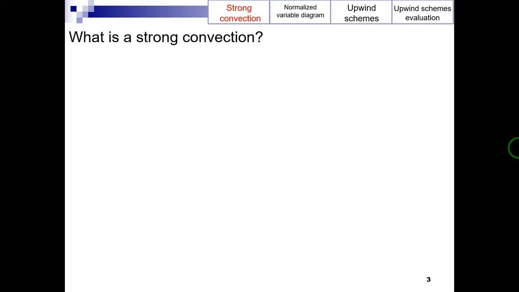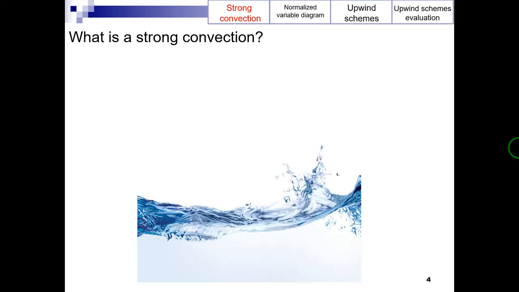One big challenge in CFD is the successful modeling of strong convection. However, what is a strong convection? To explain this, I'm going to give you an example which involves the modeling of the free surface between water and air. In this regard, the volume of fluid method, which is famously referred to as the VOF method, is used in many commercial CFD codes to model the free surface between the water and air.